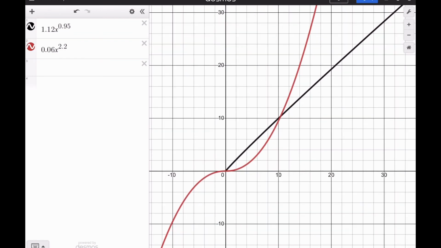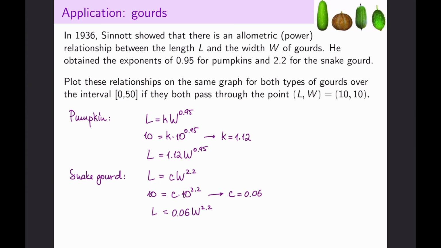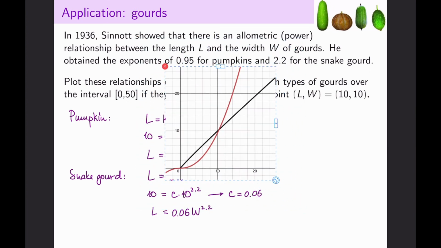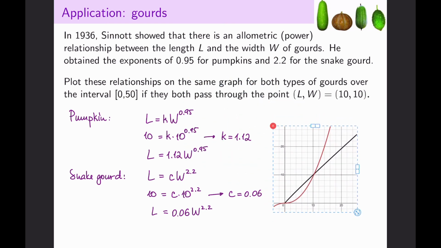But if you zoom out far enough, at least the general qualitative shape of the graph tells me something quite useful. Let's extract this graph into our lecture notes here so we can annotate it and think about what actually happens. So here is my graph. I can annotate that this point here is (10, 10), or approximately (10, 10) due to my rounding. And now let's also annotate which of these graphs corresponds to pumpkin and which to snake gourd.